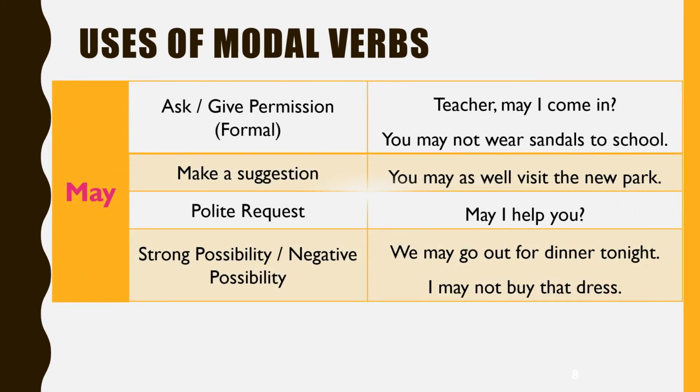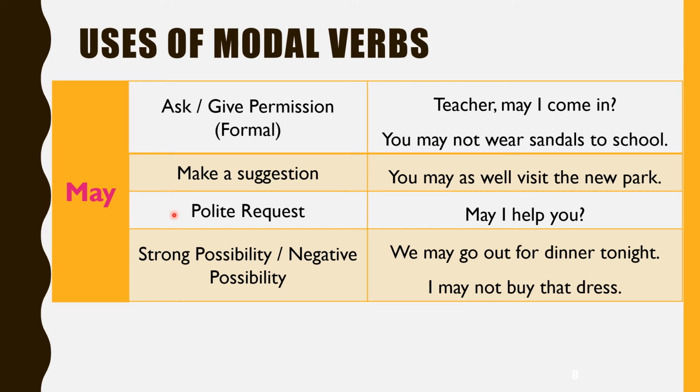Our third modal verb we're going to see is may. So the first situation, to ask or give permission in a very formal way. Okay, if it is a formal situation where we are going to ask a permission or we are going to give permission, then we use may. The second one, to make a suggestion, similar to could. Could also can be used for making a suggestion. May also we can use to make a suggestion.